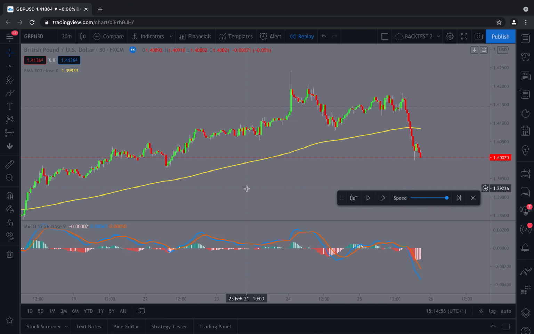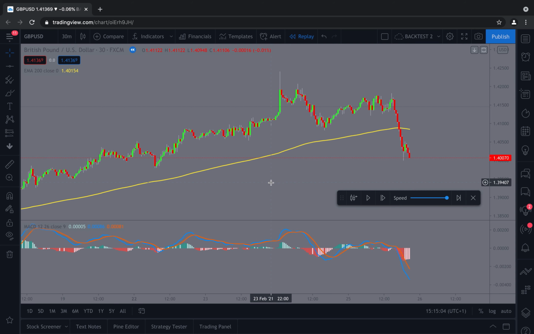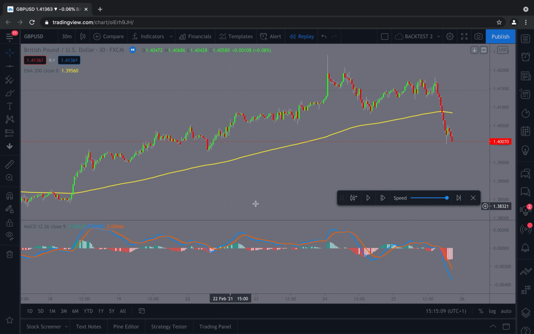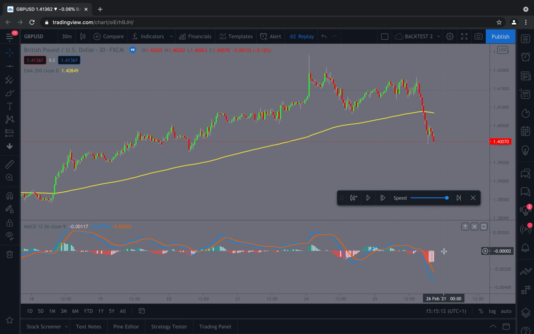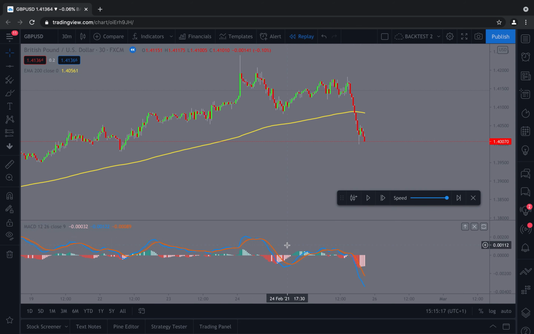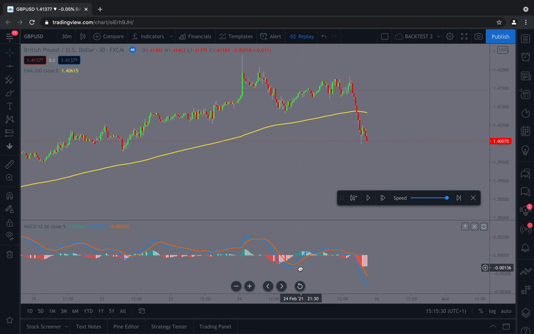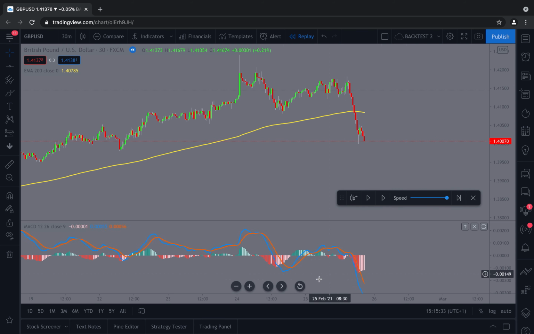When price is above the exponential moving average, we're only looking for buy trades, and when it's below, obviously we're only looking for sell trades. That is the first filter. After that, we're looking for these crosses. As you can just about see here, there is a zero line that runs through here. When we're looking, for example, for buy trades, we are looking for a cross, the blue line coming from below to above the orange line, and we're looking for it to be below the zero line, and we have one right here actually.